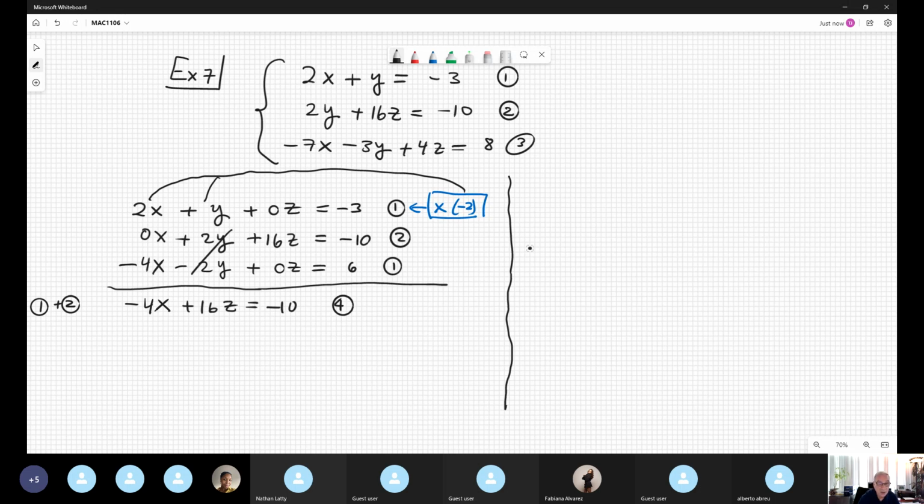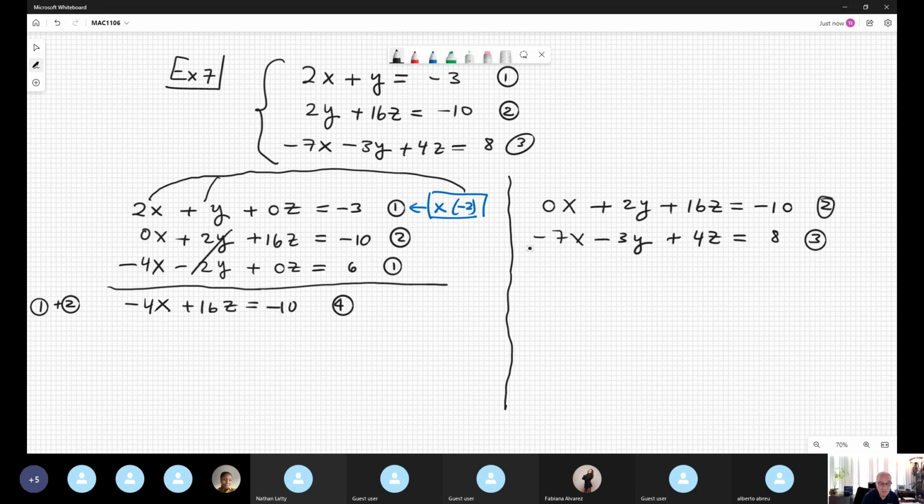Let me copy another couple. I select maybe 2 and 3. Equation 2 organized is 0x, amazing, plus 2y plus 16z equal minus 10. This is my equation 2. I want to recopy it. I copy equation 3 now: minus 7x minus 3y plus 4z equal 8, equation 3.